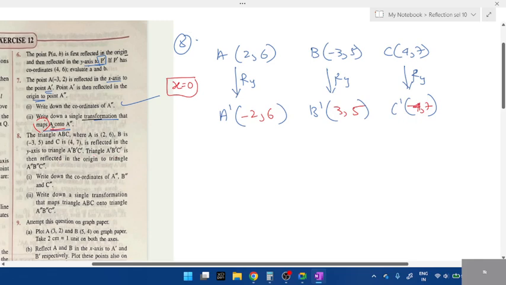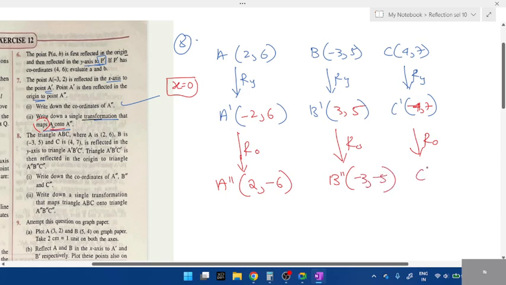Look at the next one. This is the answer. Next, triangle A dash B dash C dash is a reflection in which one? All of you will respond. Origin. Okay, so what's the name given? A double dash, and B double dash, minus 3, minus 5. C double dash is how much? 4 comma minus 7.